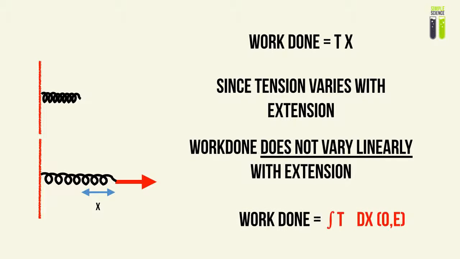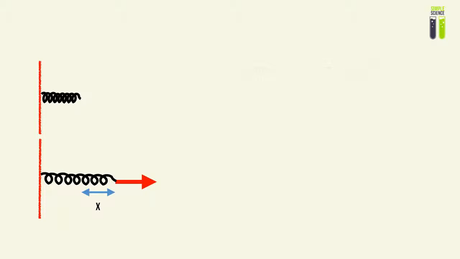And the work done, as we know, when we're looking at integration, as it's not linear, we have to use integration, is equal to the integral of the tension force, which varies with the extension, with respect to x. Alright, and the limits that we are going to integrate through are 0, when there's no extension, and our final extension, which is e. I'm replacing x with e. And let's do a basic integration. We know that work done is equal to the integral of T with respect to x.